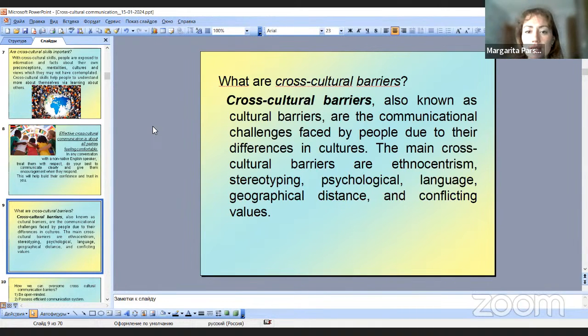When we're communicating, especially with cross-cultural communication, there can be barriers. And what can we say about cross-cultural barriers? They can be known as cultural barriers or cross-cultural barriers. So there are communicational challenges faced by people due to their differences in cultures. The main cross-cultural barriers are ethnocentrism, stereotyping, psychological, language, geographical distance, and conflicting values, of course.